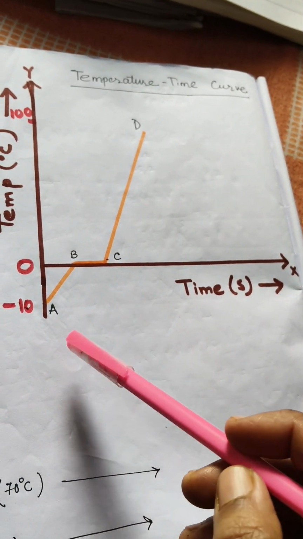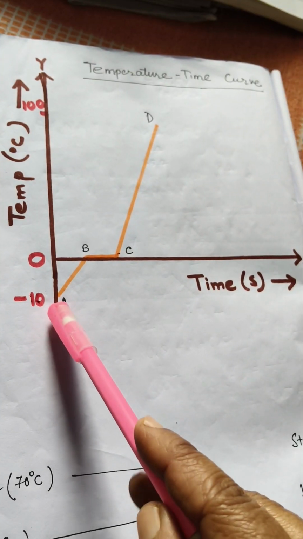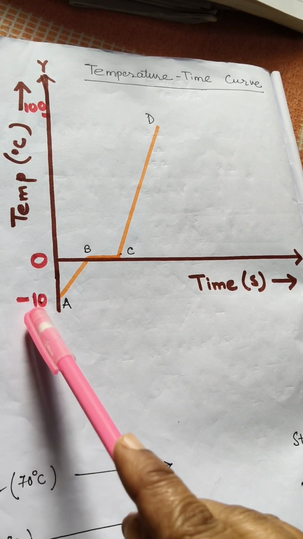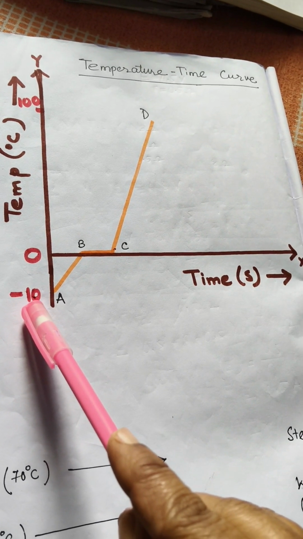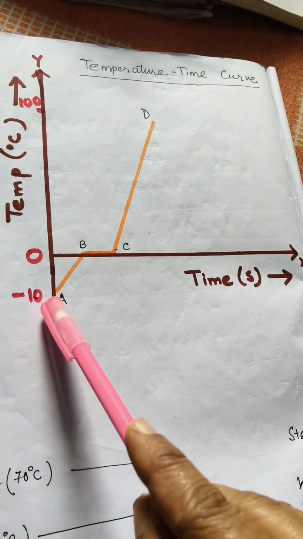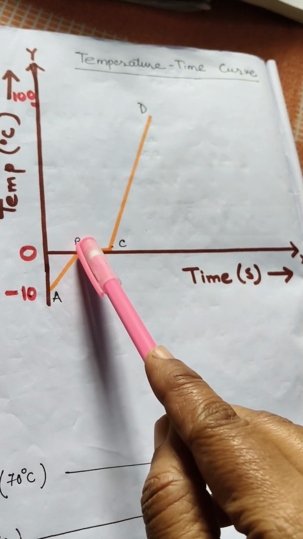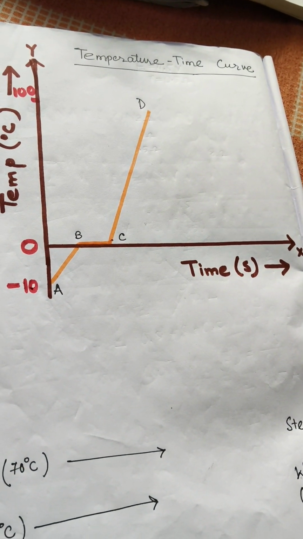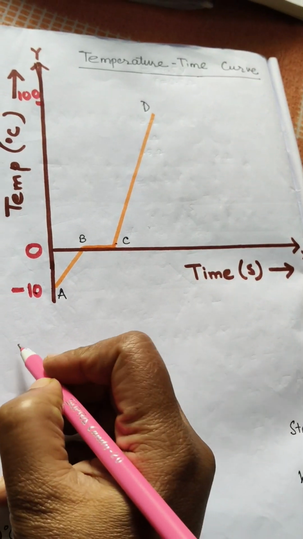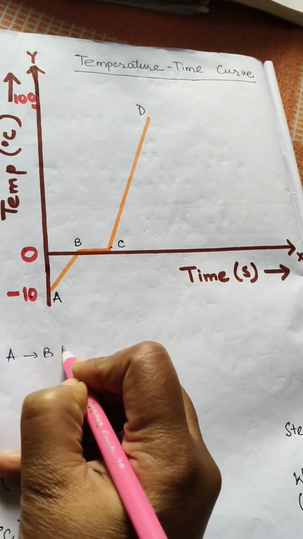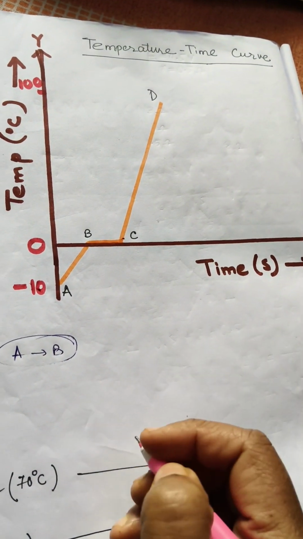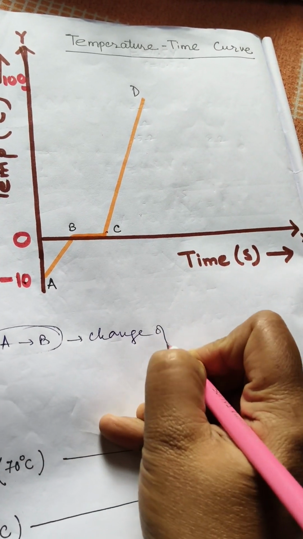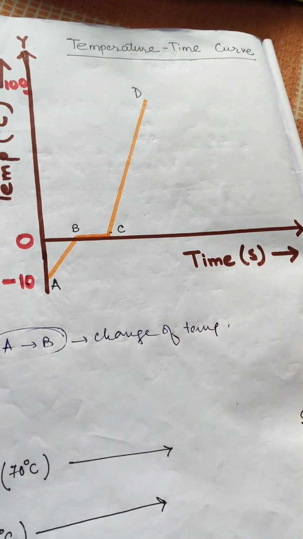So a piece of ice is being heated. You can see the starting point is A. It is at minus 10 degrees centigrade. So first of all, the temperature of ice changes from minus 10 degrees to point B, that is 0 degrees. Okay. So for this part, from A to B, you find there is a change of temperature. So temperature change occurs at this point.